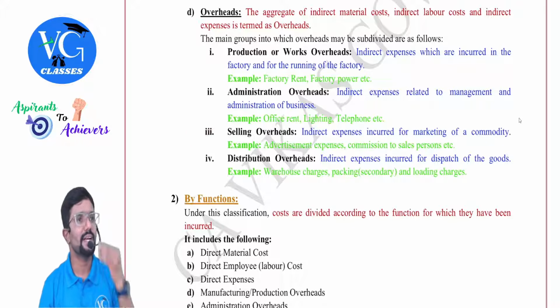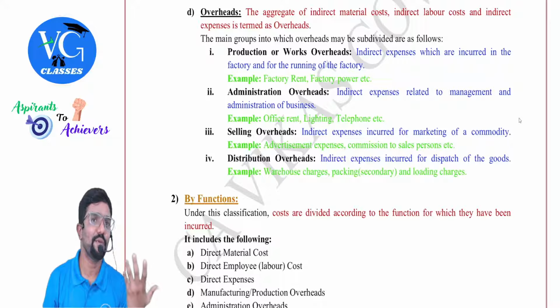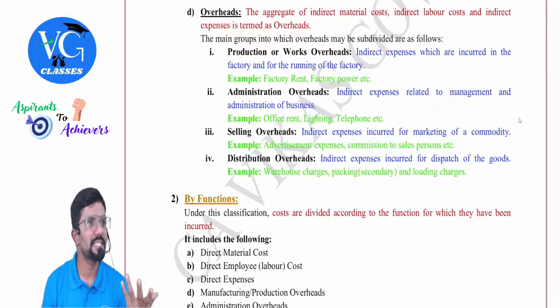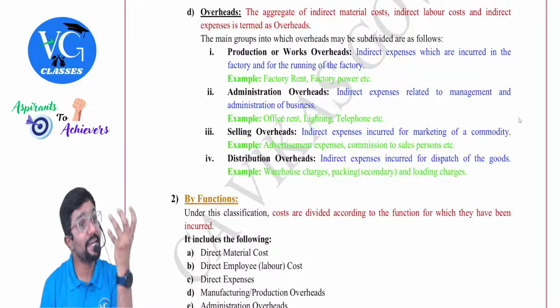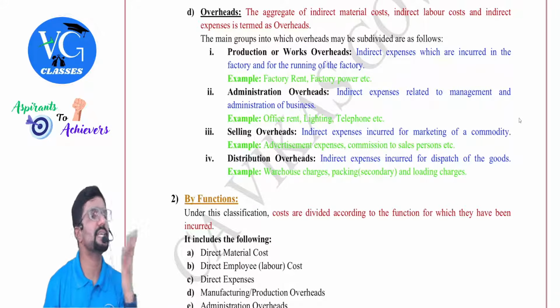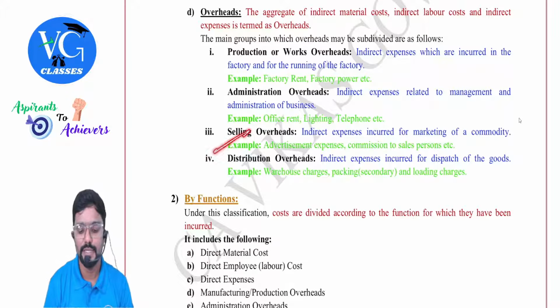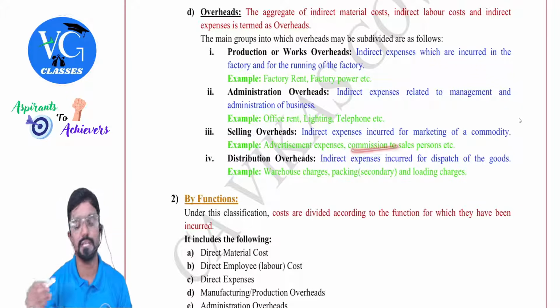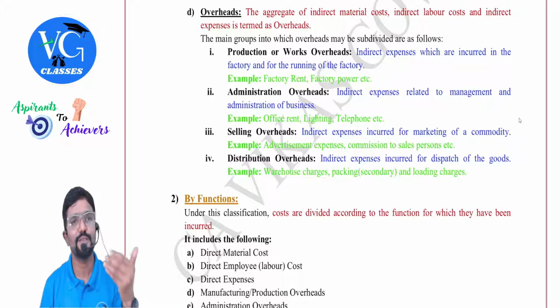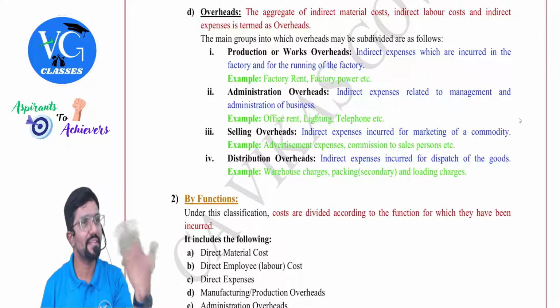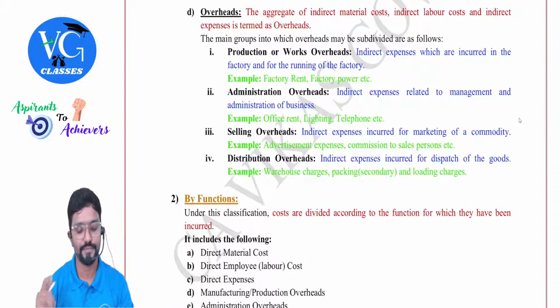Then selling overhead. Guys, once I have produced the product, how will people know about me or my product? We need to incur some expenses for advertisement and all. So any expenses incurred to create demand for my product are called selling overhead. Example: advertisement expenses, commission to salespersons and all, because they will also get encouragement. If I sell more, I will get more commission. So we are paying them based on their performance.